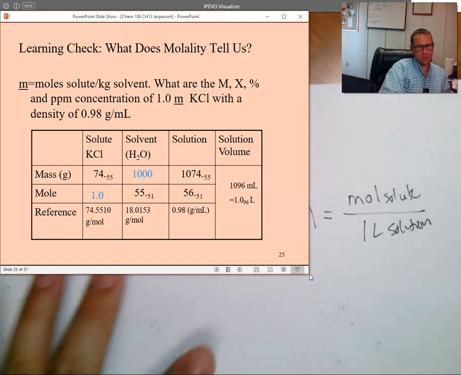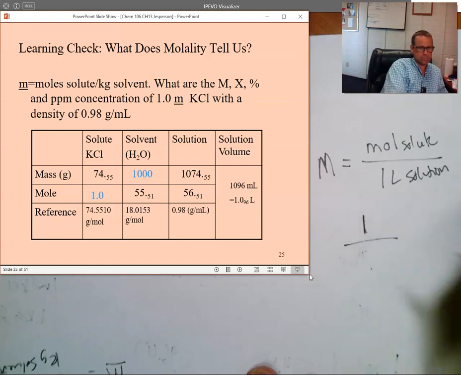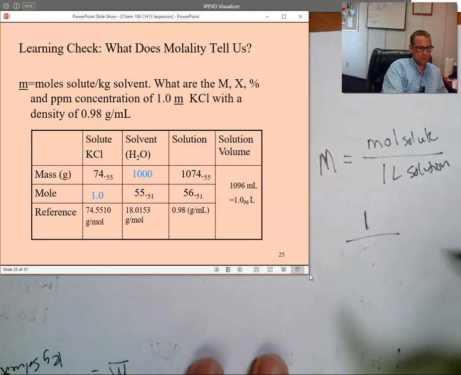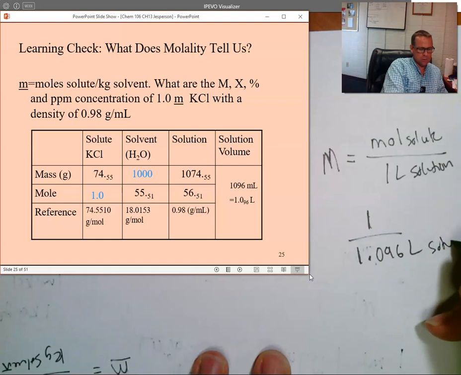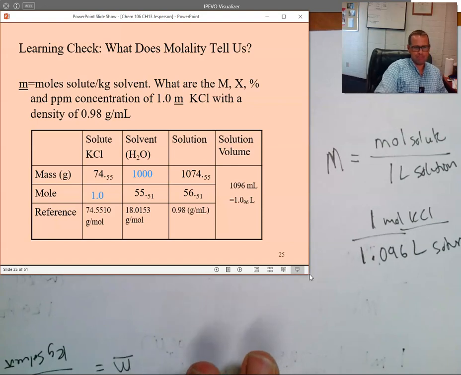Okay, very good. So 1 divided by the volume of solution, 1096 milliliters, which is 1.096 liters. So this is 1 mole of KCl, which is 0.9124. All right, very good. 0.91 molar KCl. All right, mole fraction, Sarah?